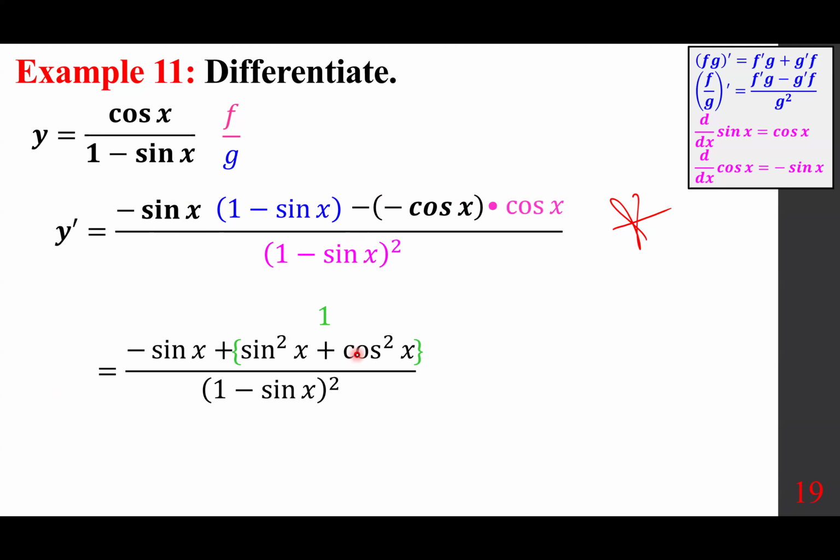So notice what we have in the numerator. In the numerator, we have minus sine x plus 1. That means 1 minus sine x. So this one can cancel out the exponent here. And y prime becomes 1 over 1 minus sine x as the final answer.